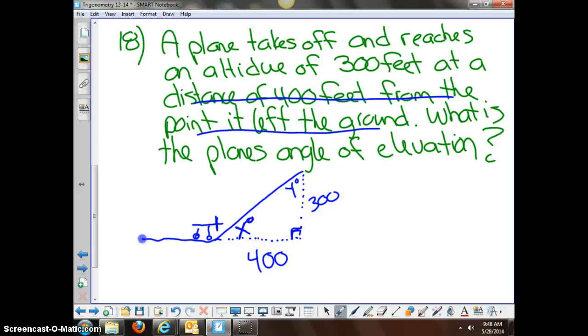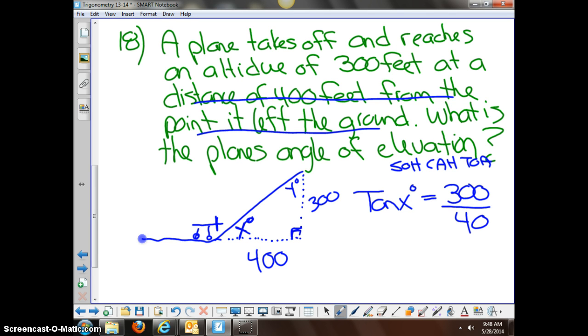So based on that right triangle, how are we going to calculate our angle of elevation? What is the math we're going to use? Charles, you know? You got it? Okay, hold on. I'm going to write my SOHCAHTOA down because I always do. You want to use tangent, Charles? Tangent of x degrees is equal to 300 over 400. Opposite is 300, adjacent is 400. You guys cool with that?